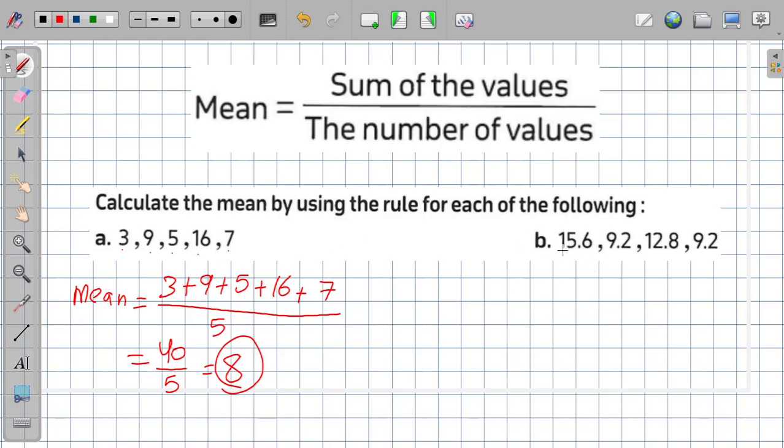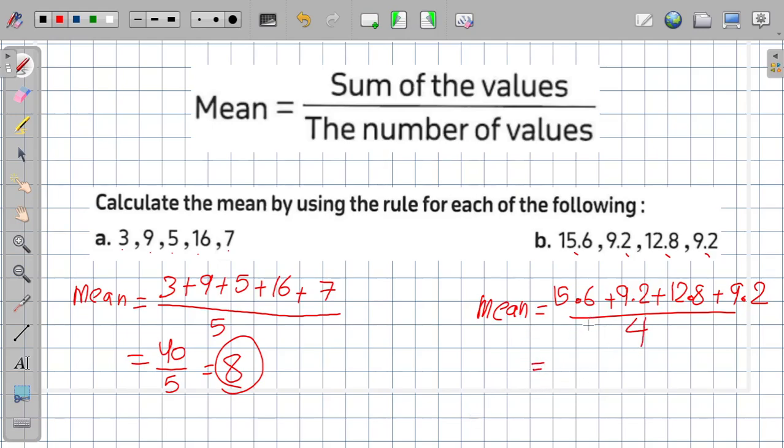The next one I have 15.6, 9.2, 12.8, 9.2. Okay, so I will add them together first. So I will say the mean is equal to 15.6 plus 9.2 plus 12.8 plus 9.2, and all of these divided by 1, 2, 3, 4. So I will divide it by 4.